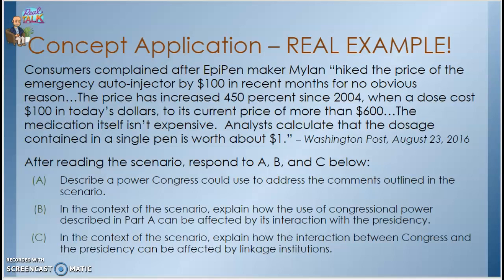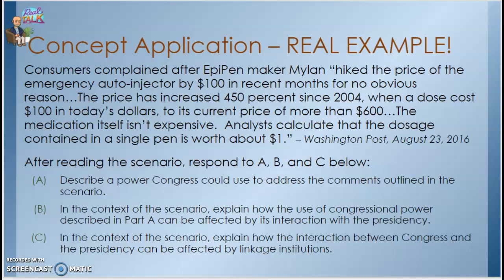The medication itself isn't expensive. Analysts calculate that the dosage contained in a single pen is worth about $1. So, after reading the scenario, you'll respond to A, B, and C below. A, describe a power Congress could use to address the comments outlined in the scenario. What could Congress do? You need to know what the constitutional powers of Congress are.